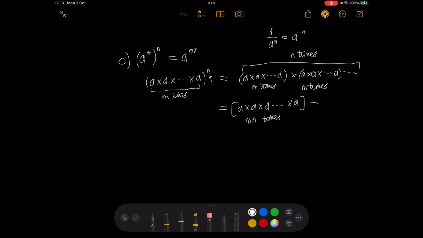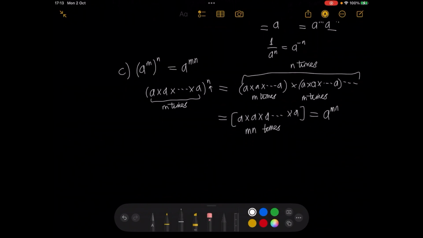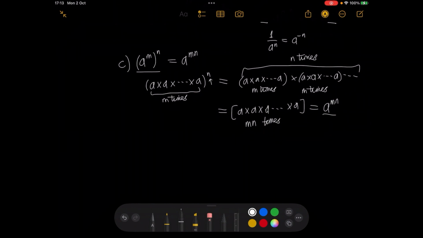So what does this tell us? Using the definition again, but backwards, that gives us a to the m times n. And that's our rule: a to the m to the power of n is equal to a to the m times n. The powers multiply.